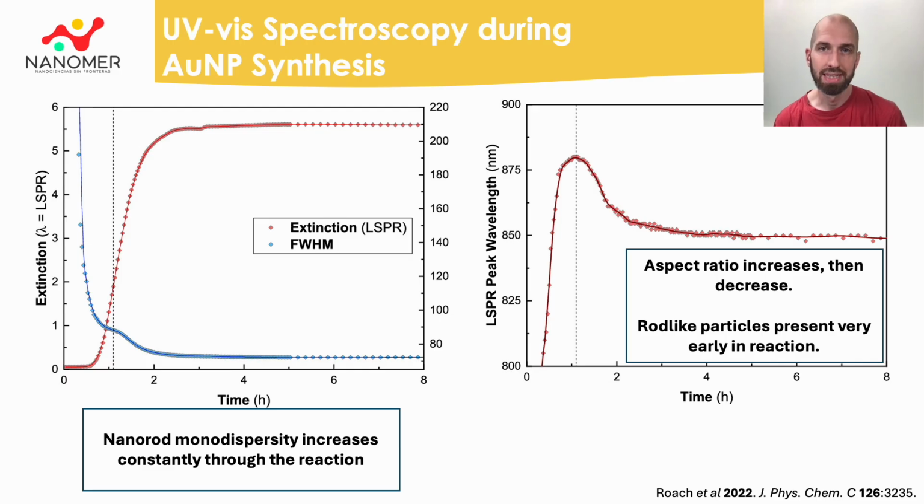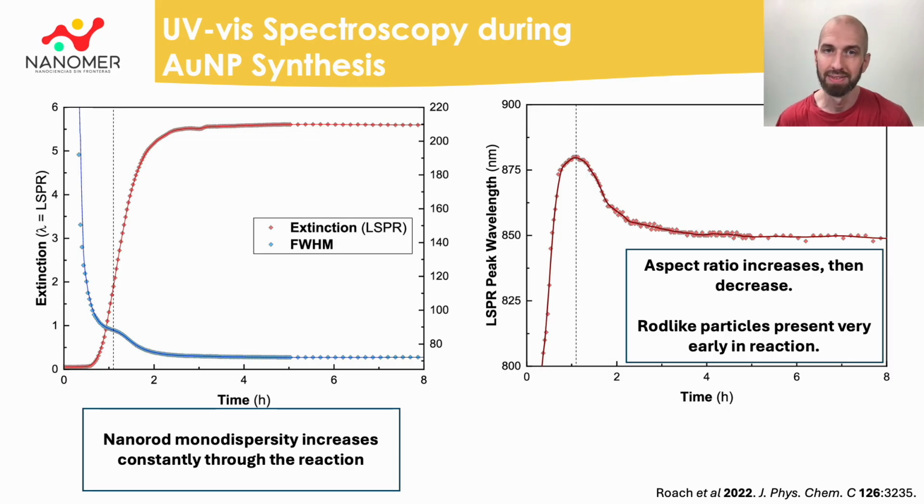Finally, we can infer what is happening to the distribution of gold nanorods in terms of their morphology. We can monitor the full width at half maximum of the longitudinal mode during the gold nanorod growth and see that the peak continuously narrows throughout the synthesis, indicating that the monodispersity in the aspect ratio is continuously increasing throughout the synthesis. By tracking the peak position of the longitudinal mode, we can also observe some unusual behaviors.